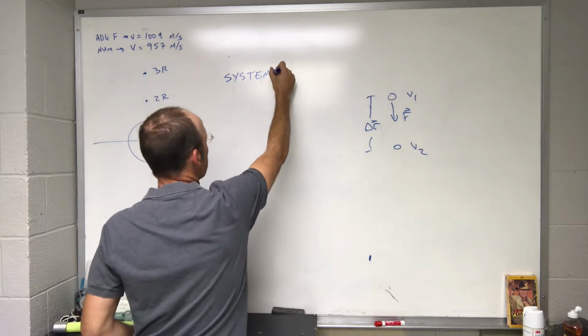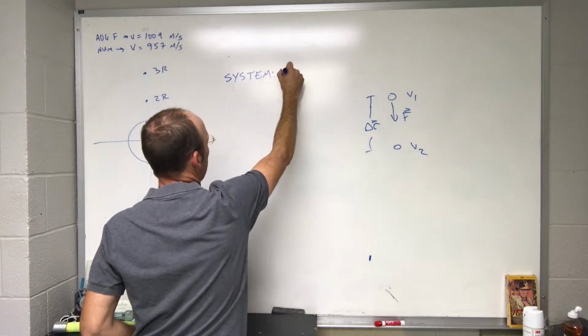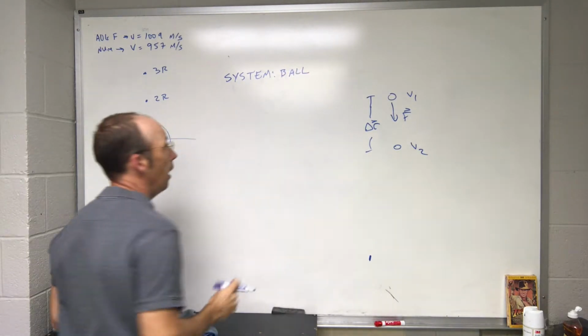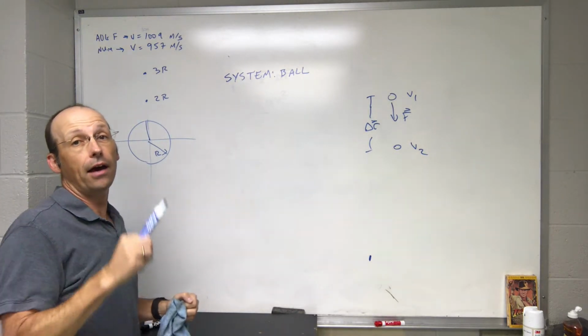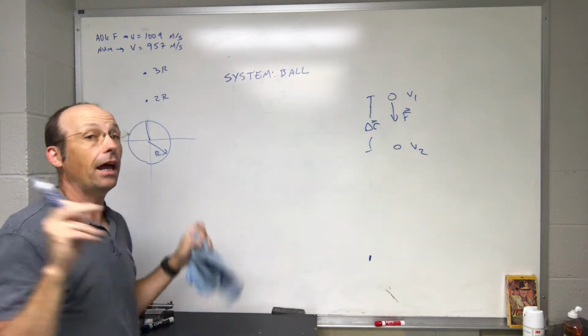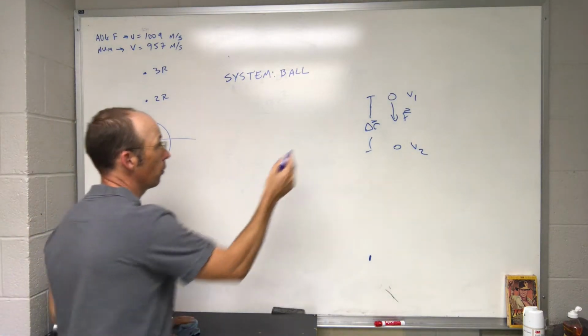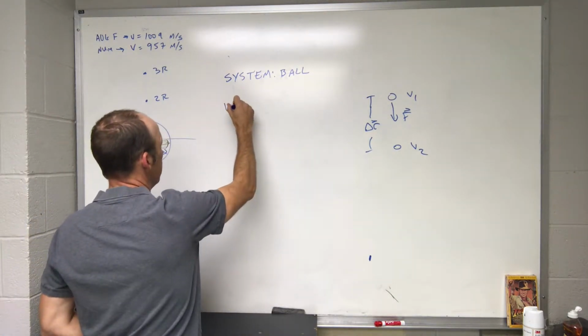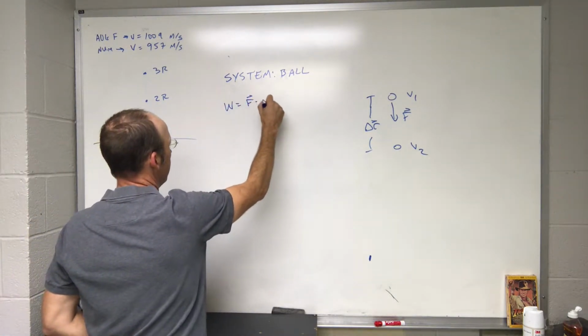Okay, so my system is just a ball, or the mass. I'll just call it a ball. It's not actually a ball. That's important because if I have just the ball as my system, then I'm going to have work done by gravity. So the work done by gravity in this case is going to be F dot delta R.